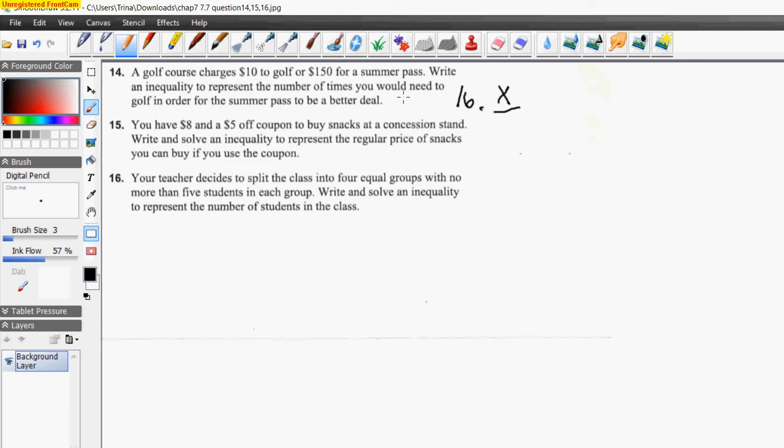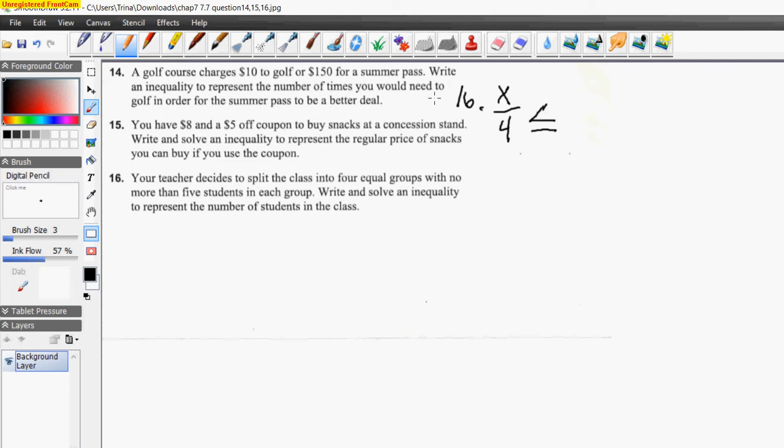Okay, now we know there's what? How many? There's a total of how many groups? There's 4 groups. So that's why I have the 4 right there. So x over 4. Okay, and we know that it's going to be less than or equal to as far as the amount in the group.